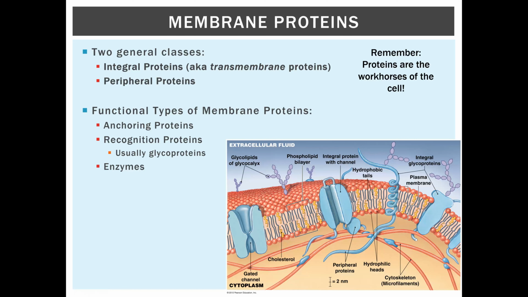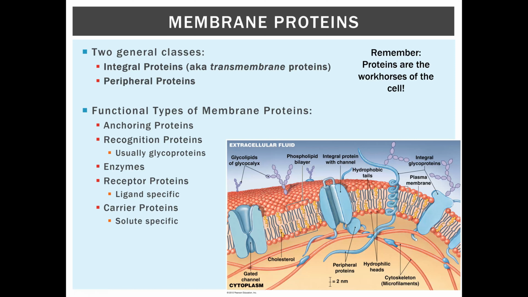Enzymes are proteins that work to catalyze different enzymatic reactions. Most of the enzymes are usually inside the cell in the cytosol, but there are some that are embedded in the membrane itself. Then there are receptor proteins. These are proteins that have a specific molecule bind to them and cause something to happen in the cell. And we say that they are specific to the ligand that binds to them.